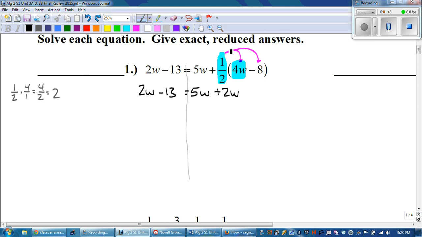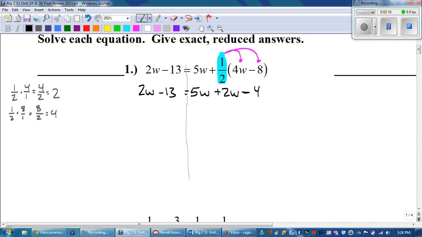Okay? Now, we're going to do 1/2 times -8. So 1/2 times 8/1. I already know that it's negative, so I'm not going to worry about the sign over here. Multiply across. 1 times 8 is 8. 2 times 1 is 2. 8 divided by 2 is 4. And once again, 1/2 of 8 is 4.